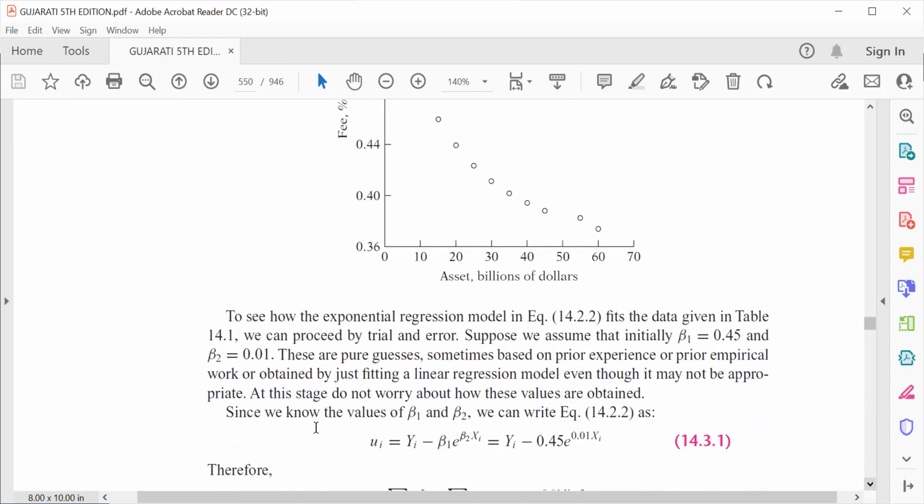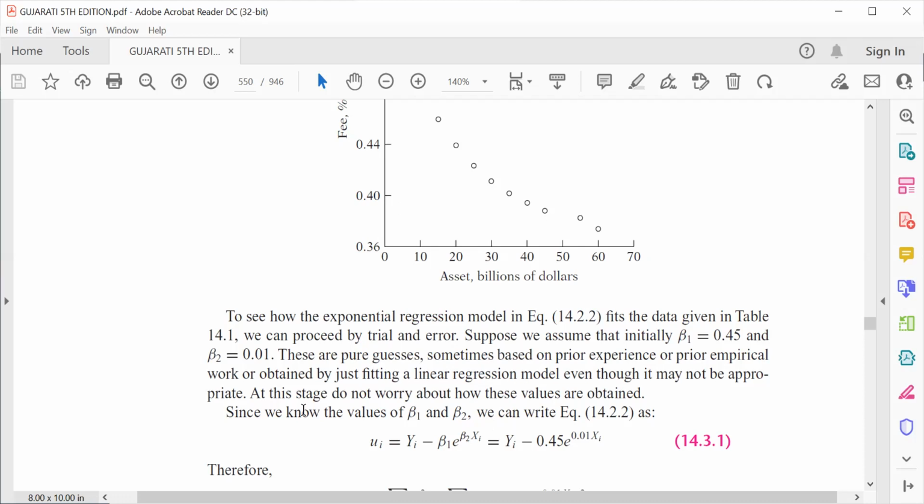Okay, and now we can proceed by trial and error. Suppose we assume that initial beta 1 is 0.45 and beta 2 is 0.01. These are pure guesses, not actually based on calculations. Sometimes they are based on prior experience or prior empirical work done by other parties. And we fit the linear regression model, even though it might not be an appropriate model.